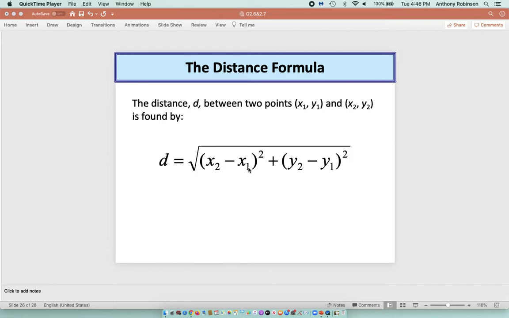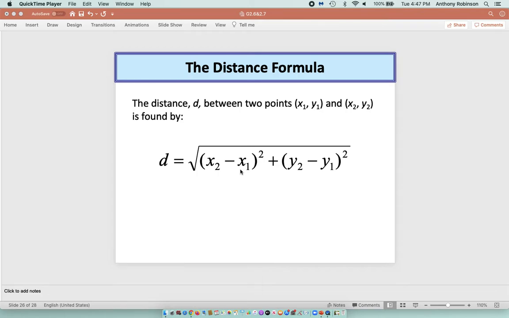You'll notice that the x's are grouped together and the y's are grouped together. It doesn't really matter which one we call x2 and which one we call x1, and vice versa, as long as they're grouped together. Same thing with the y's. The one thing you want to make sure of: if you have a negative value and we put it in the position for x1 or y1, we want to put that in parentheses because we're really subtracting a negative value, which would mean we're adding it. That's probably the most common mistake students will make when using the distance formula, putting a negative value in incorrectly. So keep that in mind.